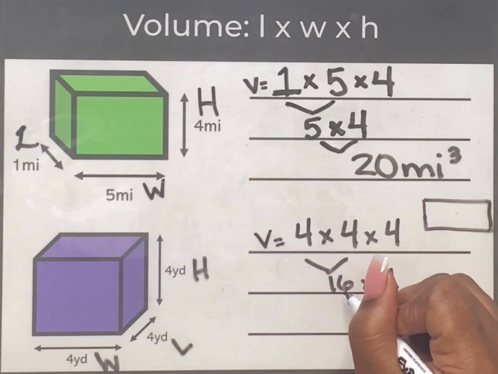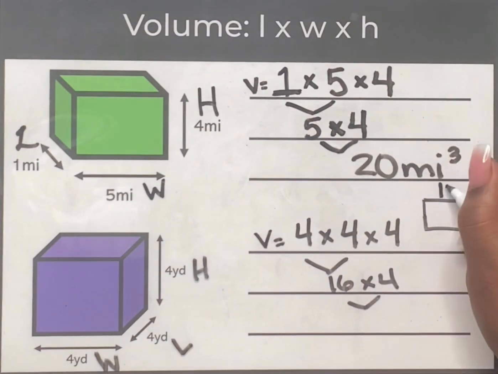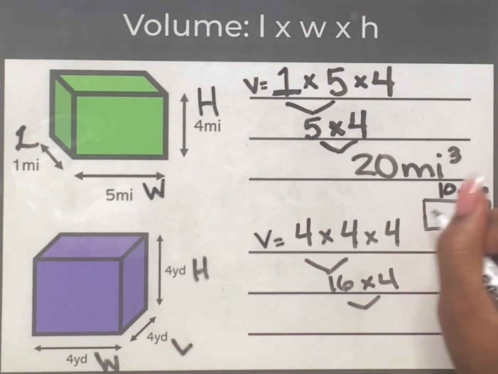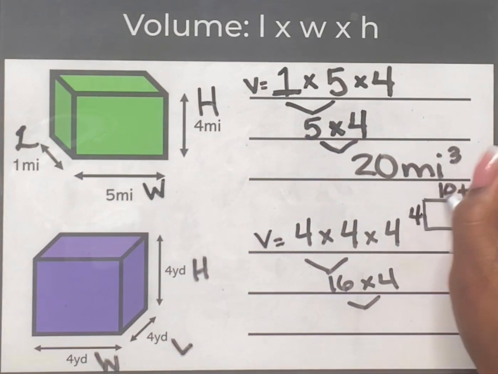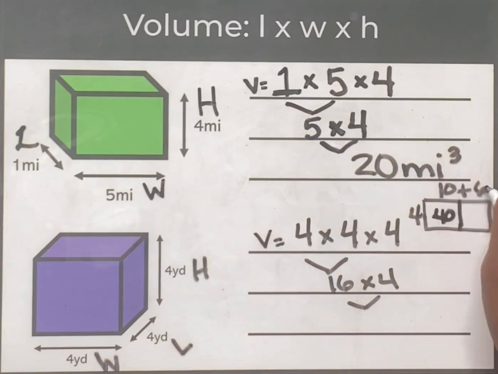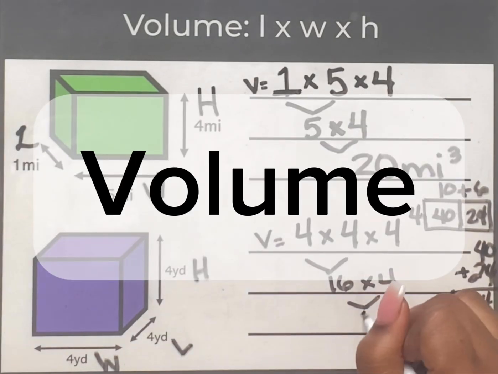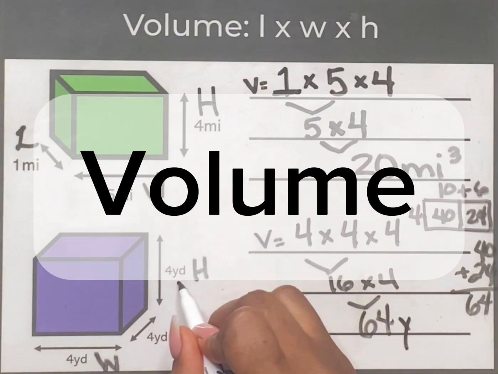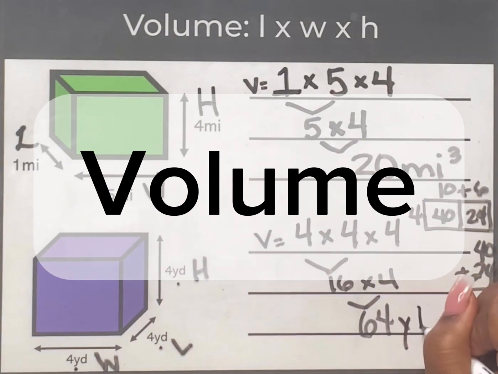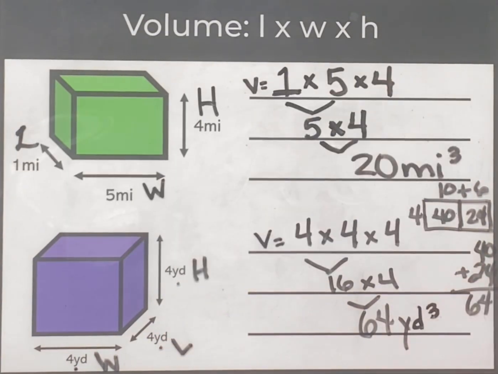16 is 2 digits. If I put it in the expanded form, that's 10 plus 6. And then 4 is going to go there. 4 times 10 is 40. 4 times 6 is 24. You put those together and you'll get 64. So our volume is 64. Again, they've given you your unit of measurement, your yards cubed.